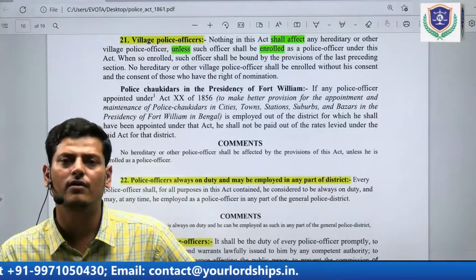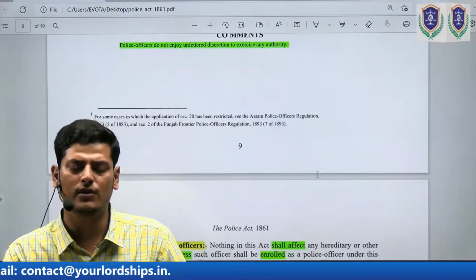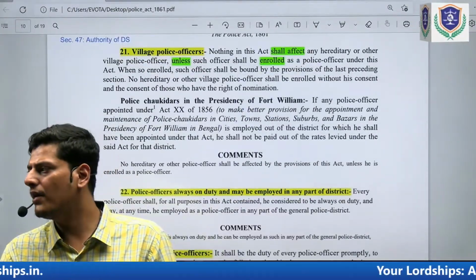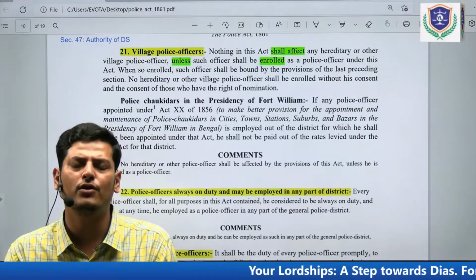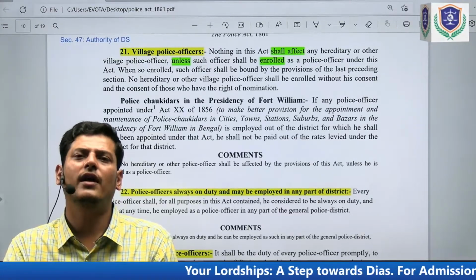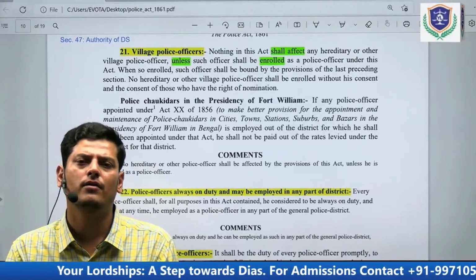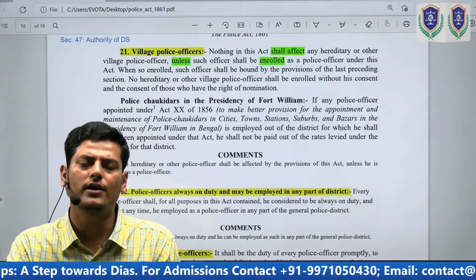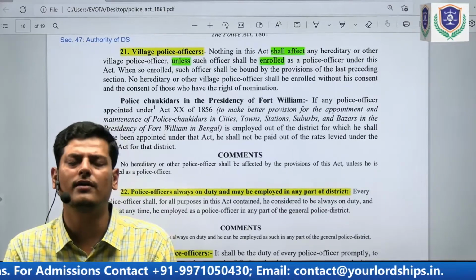Then we have village police officer. Section 20 deals with authority. Section 21 deals with village police officer. Yesterday also I have explained that in many areas there were hereditary police officers. So if they have been formally enrolled, then they will be treated as police officers. They will be subjected to the authority. They will have the power. They will be subjected to the duties under the act.